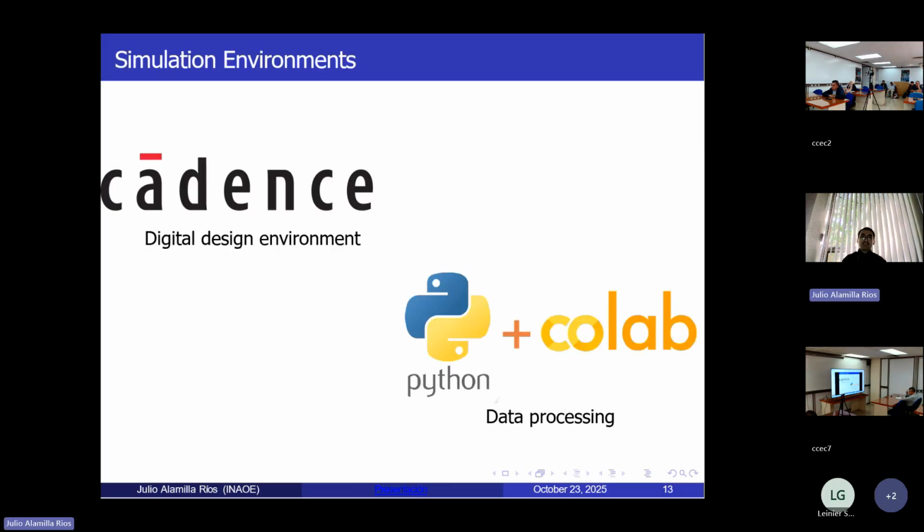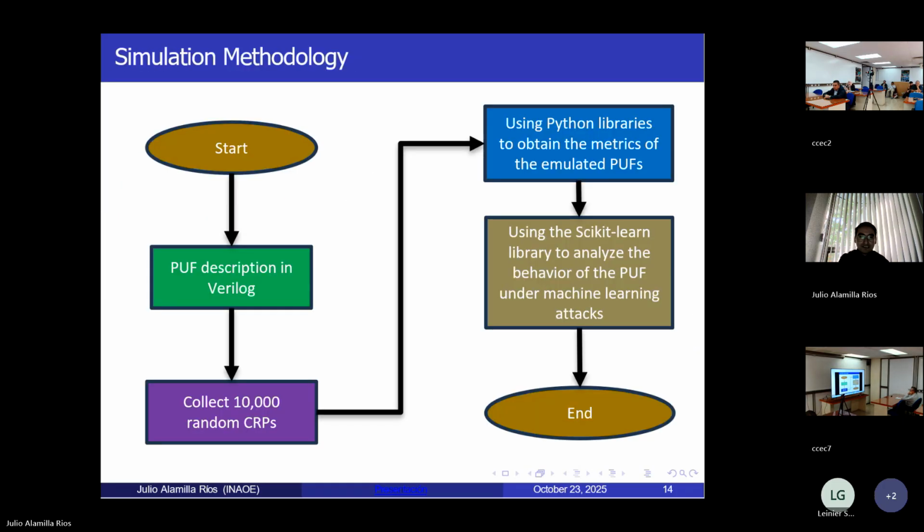With these four architectures, a quantitative analysis was performed based on simulations that allowed the evaluation of key PUF metrics. This analysis was carried out using the Cadence digital design environment, while the data processing and evaluation were performed in Python through the Google Colab platform. Using these simulation tools, a fully reproducible experimental flow was developed.